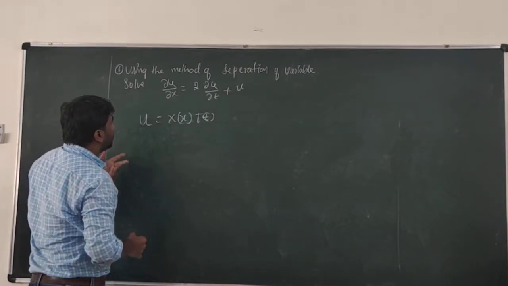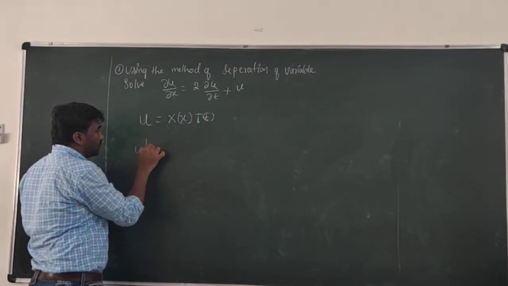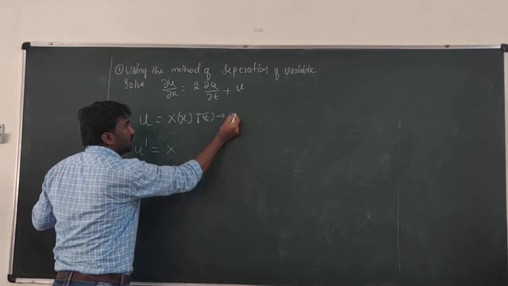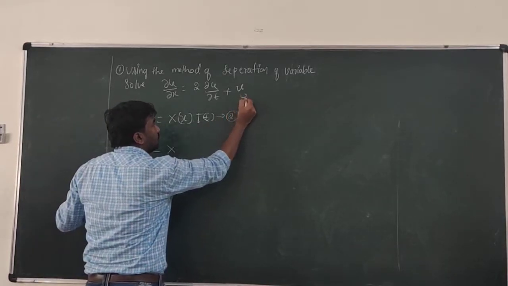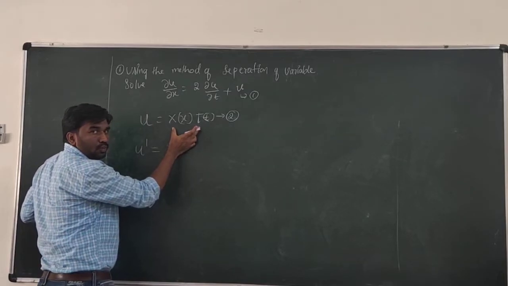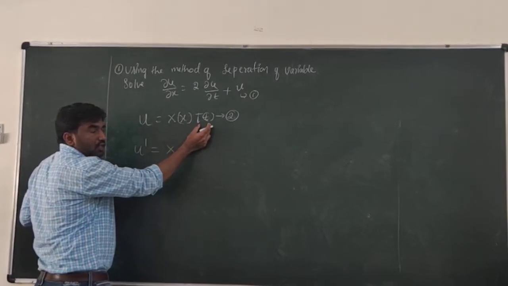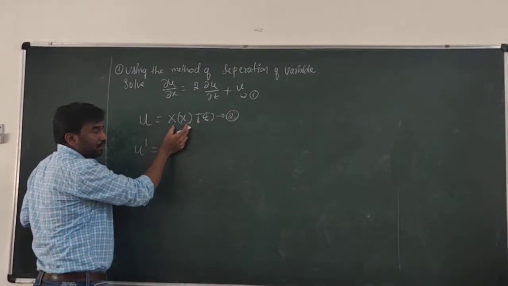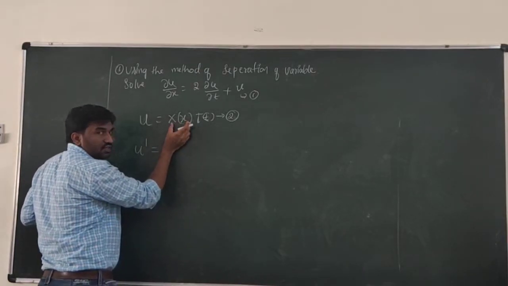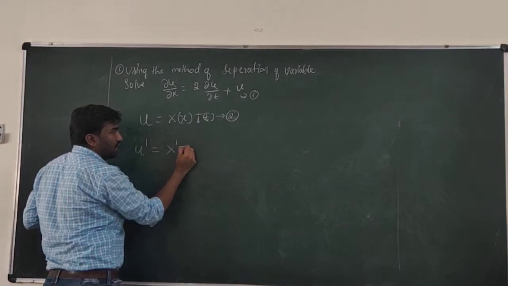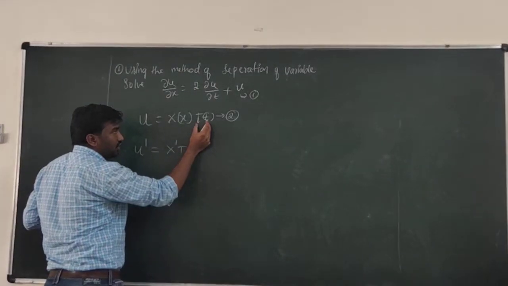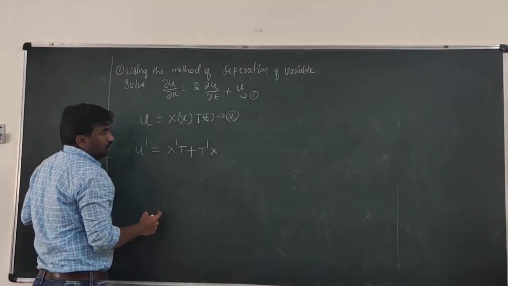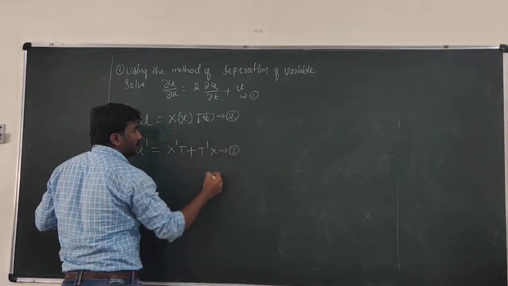Now let us differentiate this equation, the equation number 2, partially with respect to x and with respect to t. This is equation number 1. While differentiating with respect to x, t is taken as a constant, and while differentiating with respect to t, x is taken as a constant. First differentiating this one, it will be X' and T is constant, write it as it is, plus differentiating this one we get T' and X is a constant. Take this as equation number 3.